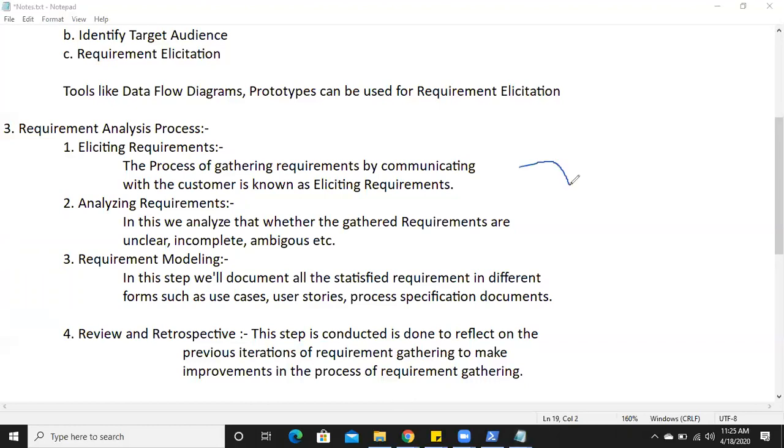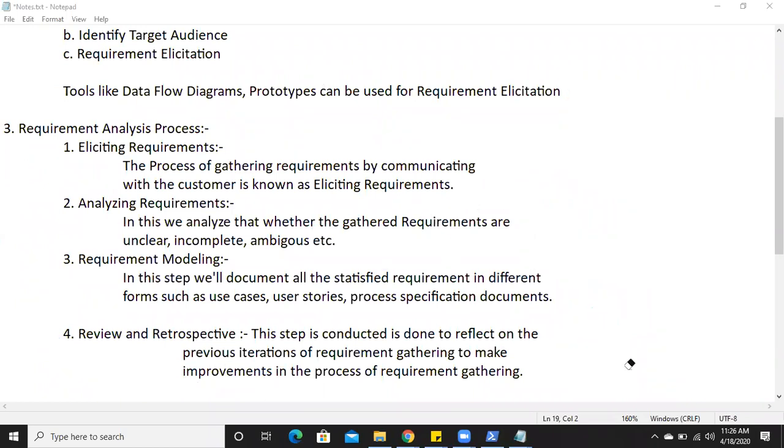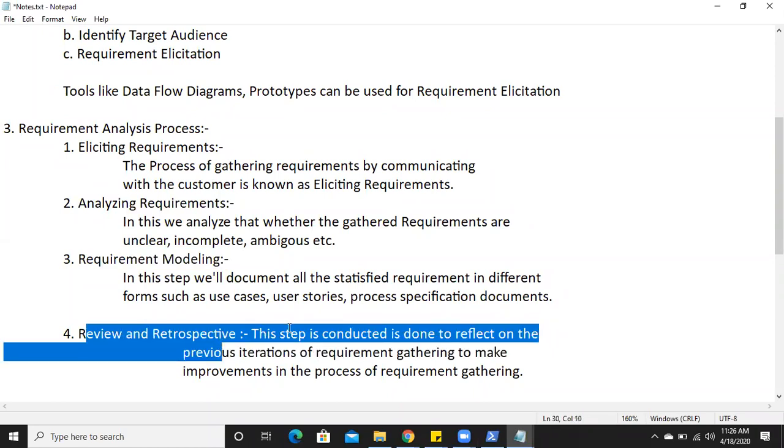So if I draw the diagram, first you have to perform this, and then move towards the second point, and then after the second point move towards the third point. After the third point, you move towards your fourth point, right? And if there are any improvements needed, you have to repeat the cycle again. All right, so this is about the requirement analysis process. This process involves four steps that we have discussed: eliciting requirements, analyzing requirements, requirement modeling, as well as review and retrospective.